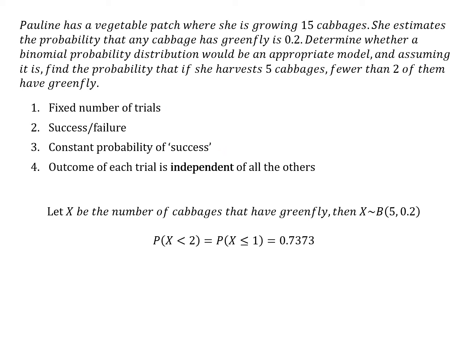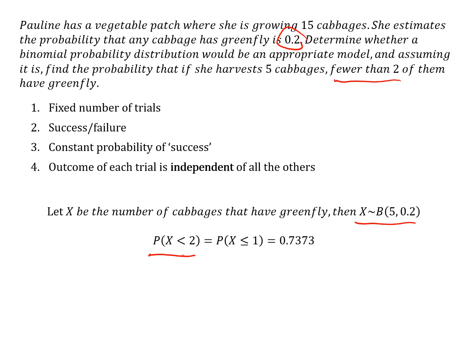Well, if the binomial probability distribution is the right one to use, then it will have this probability distribution here, binomial 5, 0.2. 0.2 is the probability given in the question. And the question asks us to find the probability that fewer than 2 of them. So probability that x is less than 2.